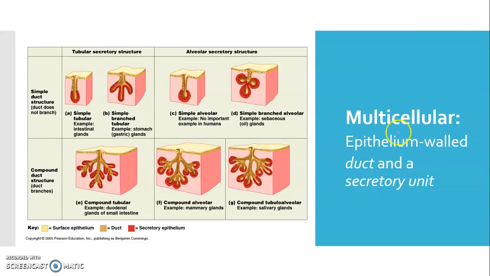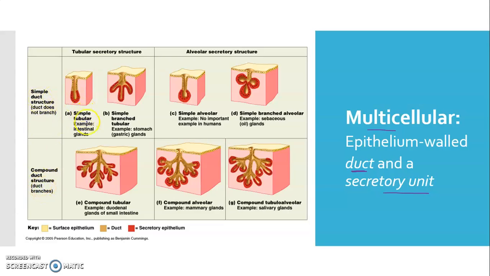Next we go to the multicellular. Okay, the multicellular glands will involve the epithelium wall, duct, and then a secretory unit. Compared to the unicellular, of course, the word multi here means that it consists of more than one cell, a lot of cells, to become the exocrine gland. So the exocrine gland can be divided into the simple duct and also the compound duct.